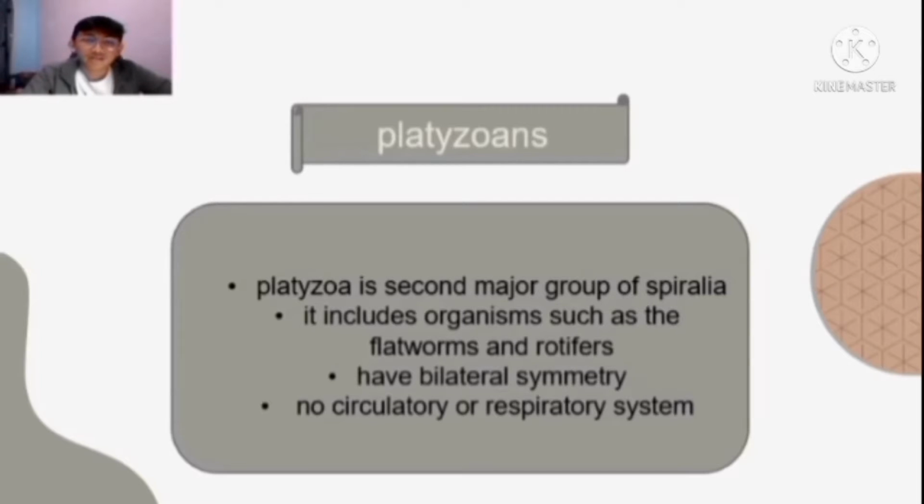Now we look at the Platyzoans. Platyzoa is the second major group of Spiralia that has organisms such as flatworms and rotifers. Organisms in Platyzoa have bilateral symmetry, but they don't have circulatory or respiratory systems, so gases and oxygen simply diffuse across the body wall.